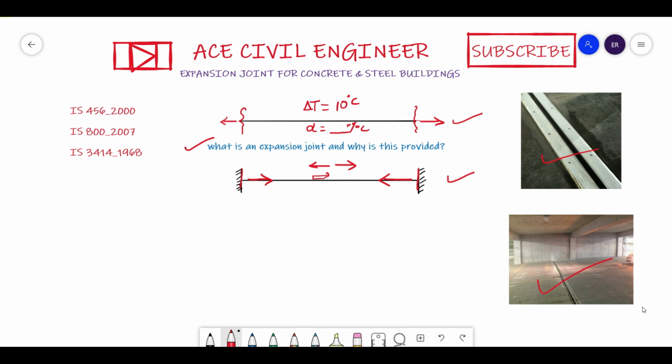Now let us understand how we need to provide this expansion gap. For buildings, guidelines have been given by Indian Standard codes. Those codes are IS 456:2000 for concrete, and IS 800:2007 for steel. This code also clearly explains it: IS 3414, the code of practice for design and installation of joints in buildings.